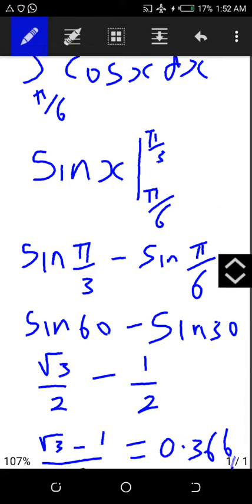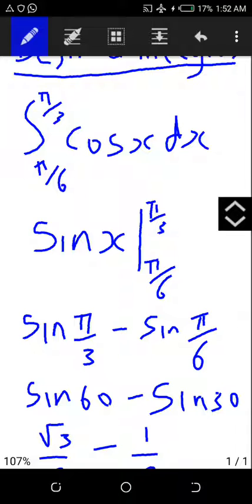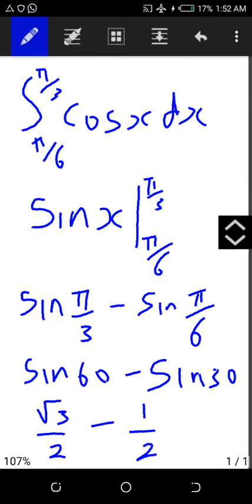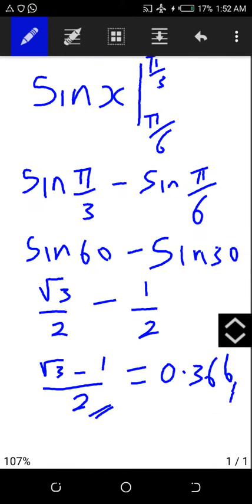The integral of cos x having the upper boundary condition of pi over 3 and pi over 6 will give us 0.366 or root 3 minus 1 all over 2. Okay, so let's look at the next example.